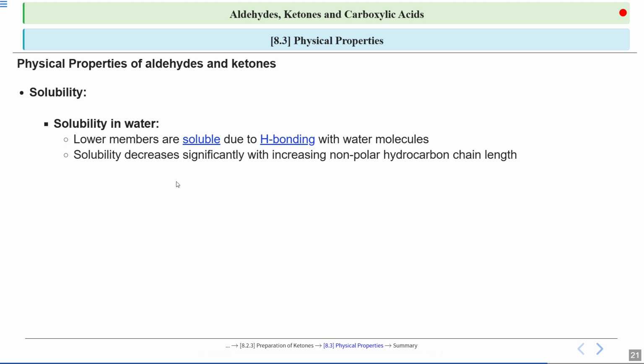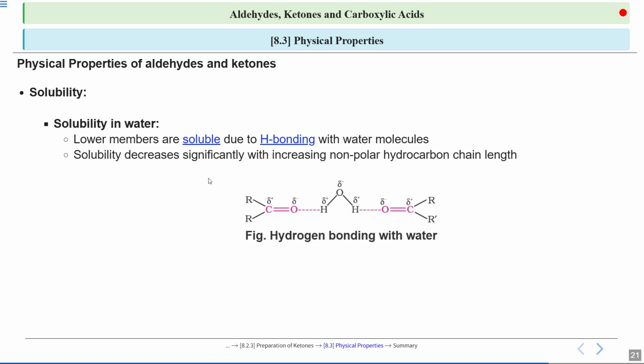However, as the hydrocarbon chain increases, the solubility in water decreases. Why does this happen? This is because of the non-polar nature of the longer hydrocarbon chains. These hydrocarbon chains are non-polar in nature, so they do not interact well with water. That is why their solubility in water decreases.